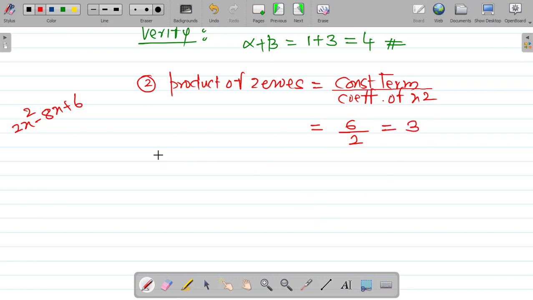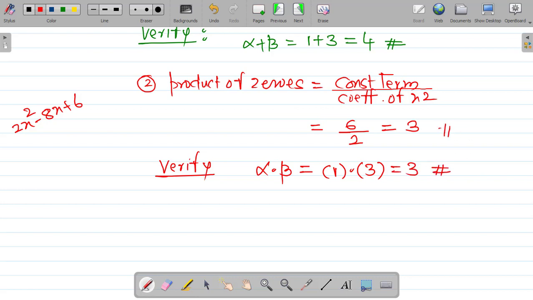So we will verify this. What is the product of zeros? That is alpha into beta. So alpha into beta will be what? Alpha is 1 into beta, beta is 3. So 1 into 3 is 3. Means the answer is the same. That means we have verified the relationship between zeros and coefficients of a quadratic polynomial.